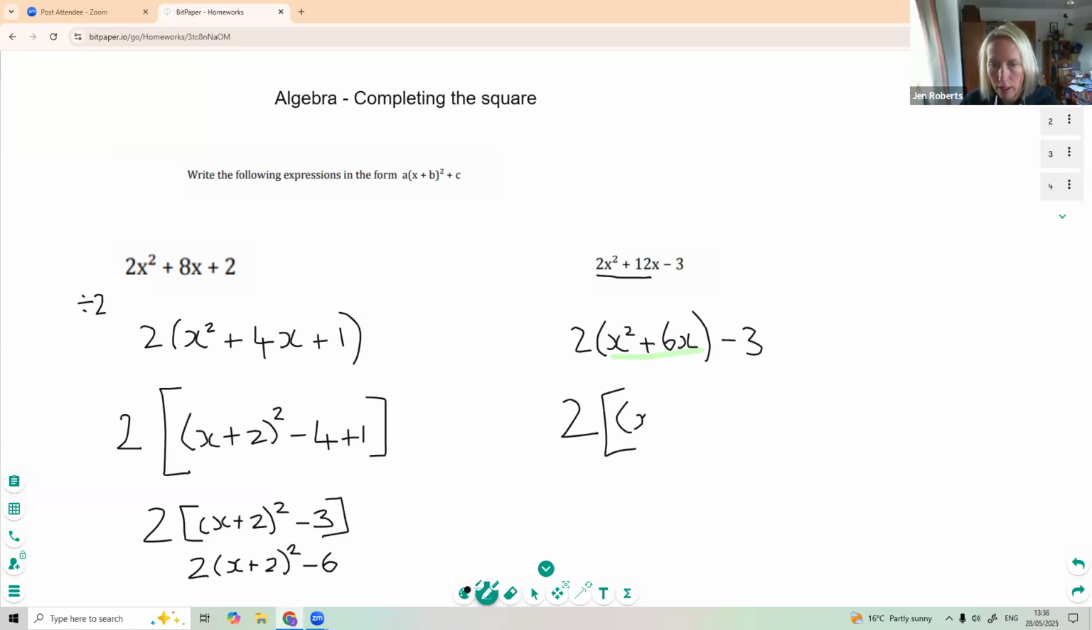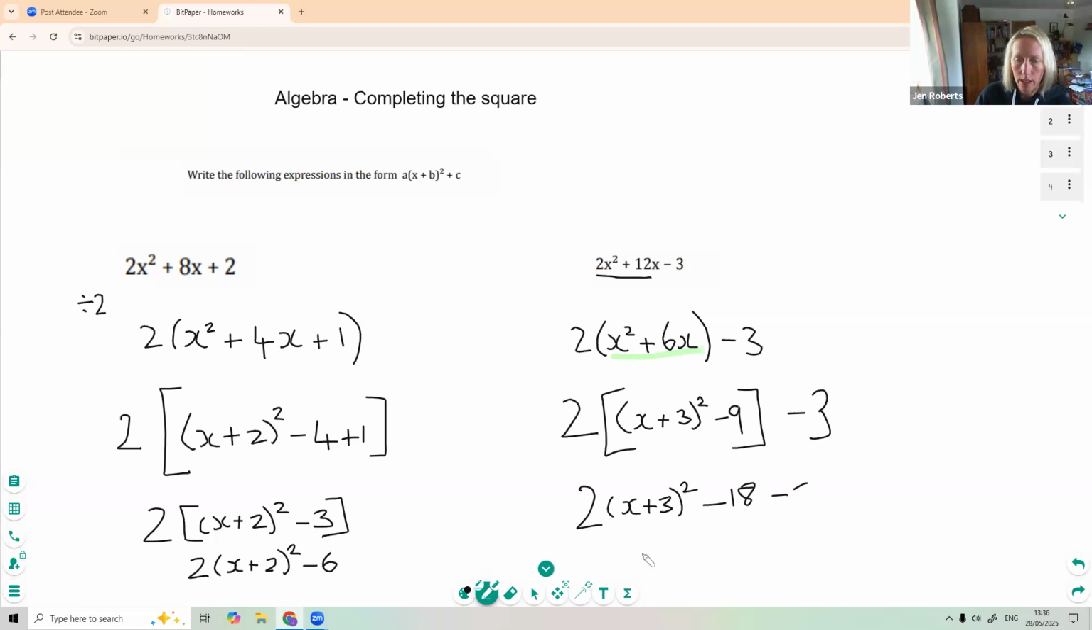Half of 6 is 3. 3 times 3 is 9. I've created a 9. Don't want it. Take it out outside the bracket. This minus 3 is not involved in this bracket here, so I'm going to leave it outside. I'm going to expand the big square brackets. So 2 times negative 9 is negative 18. I've got that minus 3 outside here. Minus 21.